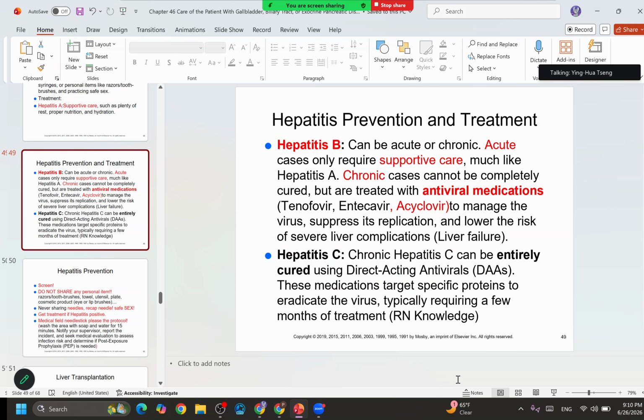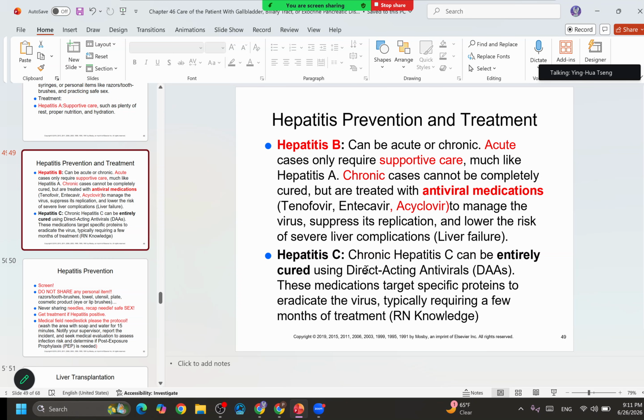Here, the problem is hepatitis B. It could be acute or chronic. For the acute case, we need supportive care, and maybe immunoglobulin. I will talk about that a little bit later. The chronic case cannot be completely cured, but it can be treated with antiviral medication. We sometimes give a very famous medication to treat hepatitis B. And the complication is that it damages the liver, and inflammation will cause liver failure.